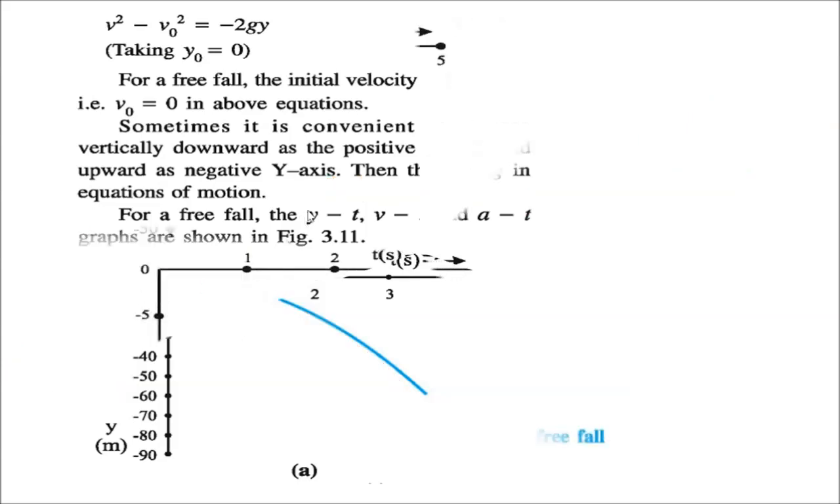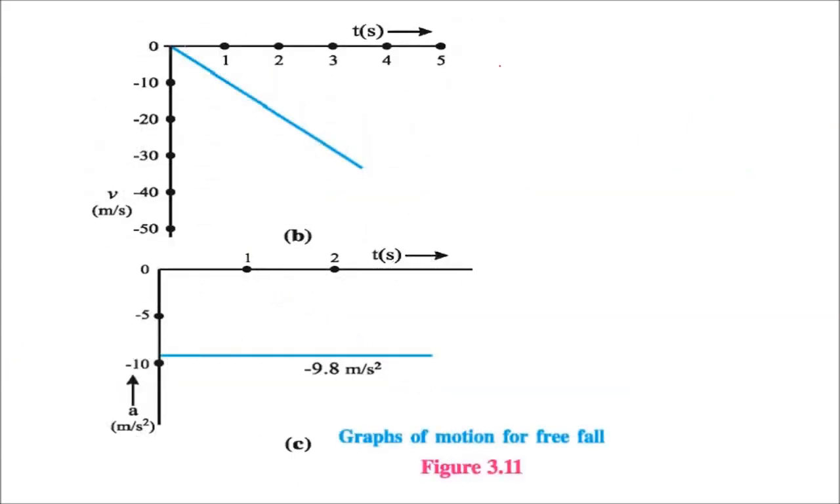Now, because of the acceleration, we know that dv by dt is nothing but acceleration, and since it is always 9.8, we have a straight line like this. And how about the acceleration? Acceleration is always 9.8 meters per second square. So the at graph will always show you a straight line which is parallel to your time axis.